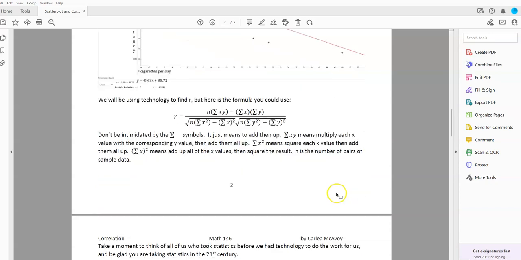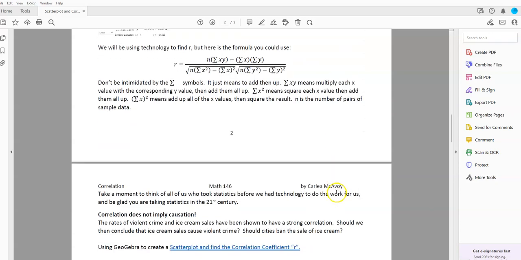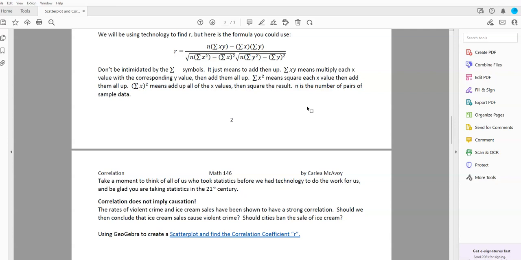If you didn't have GeoGebra or a calculator, you could use this formula to find R, and you could figure out what these symbols mean and do that yourself. But luckily, we're not doing that, and you're just glad that you're taking statistics in the 21st century, and we have technology to do that for us.